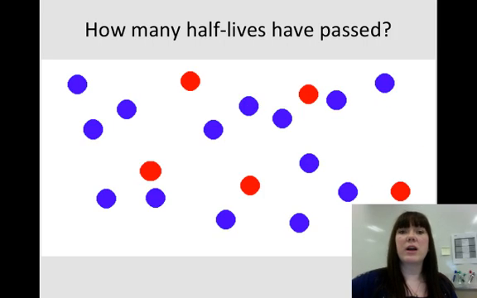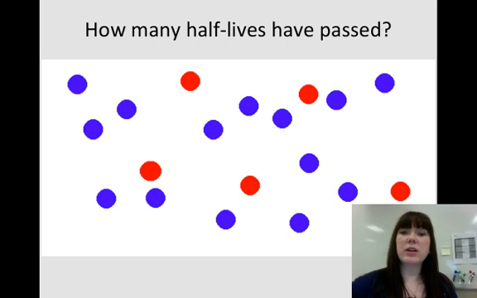So let's take a look right here, and I want you to try to determine how many half-lives have passed. So let's continue to use the red ones as our parent atoms, and the blue ones as our daughter atoms. So take a second to figure out how many half-lives have passed, and then I'll tell you the answer. So you might want to pause it for a second.